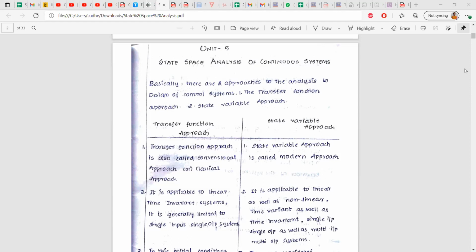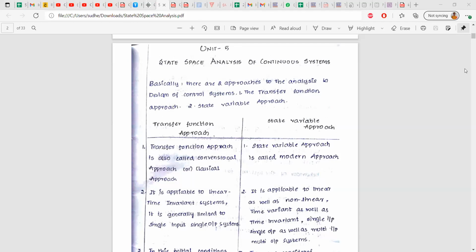The major thing is, in the transfer function we have to give only a single input and we are taking a single output. Coming to the advantage of the state variable approach, we can give multiple inputs and we can take multiple outputs, right? And actually, transfer function is the conventional, traditional approach. The state variable approach is nowadays the modern approach, right?